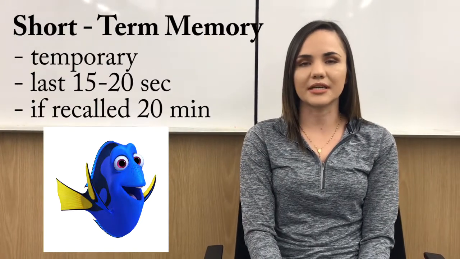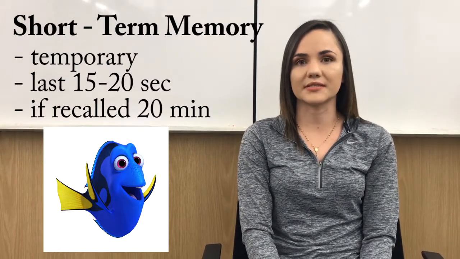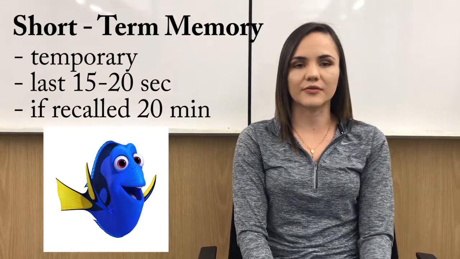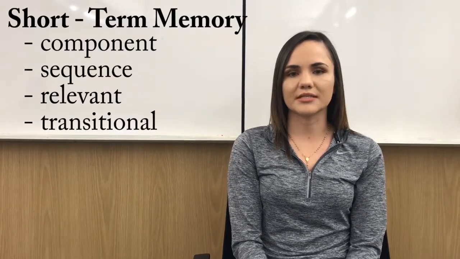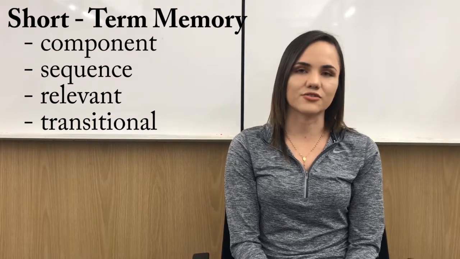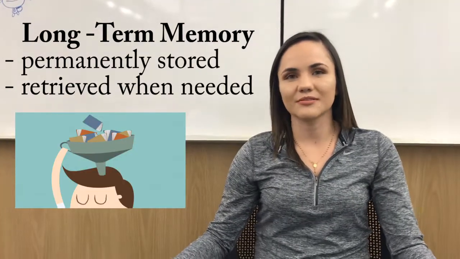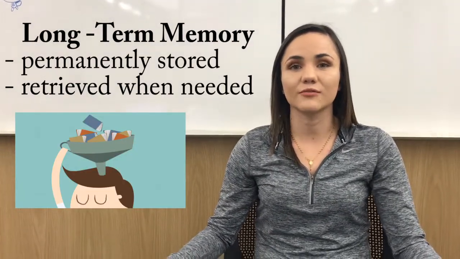Short-term memory is temporary. It can last about 15 to 20 seconds, but whenever it's recalled, it lasts about 20 minutes. Short-term memory consists of many different types of organizations, but the major ones are component, sequence, relevant, and transitional. Long-term memory is permanently stored and can be retrieved whenever needed.